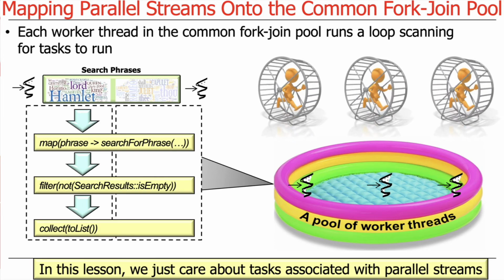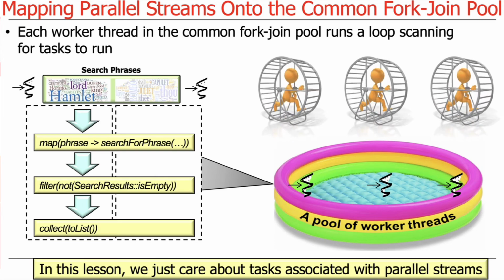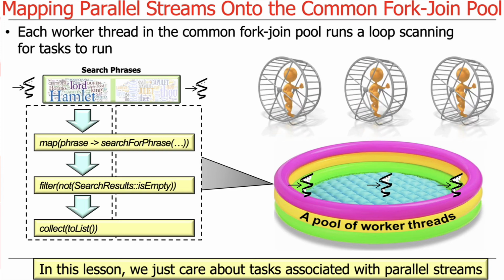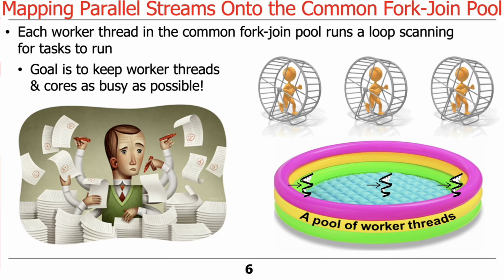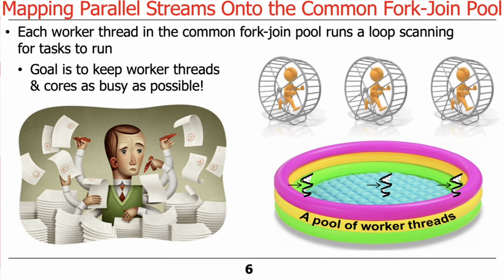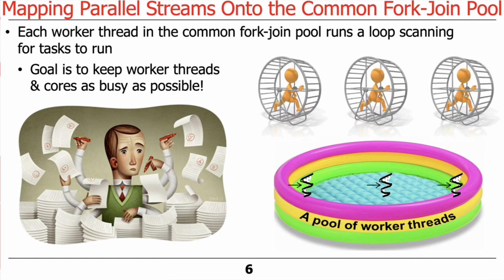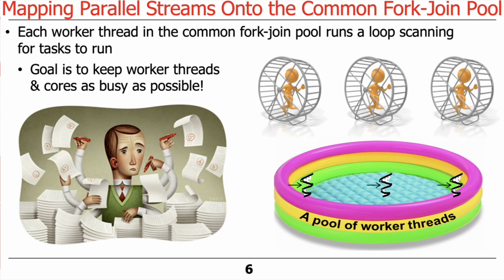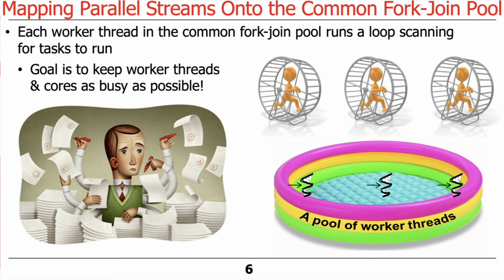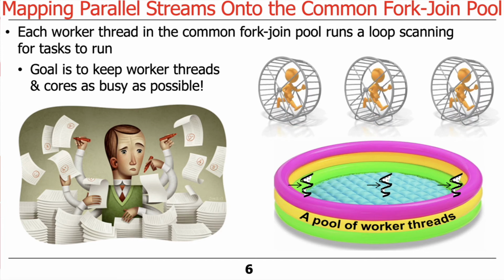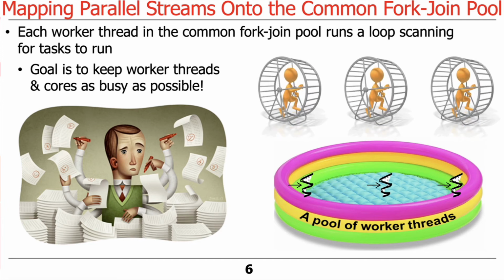We're just going to care about how it works with parallel streams in this discussion. There's other things we could talk about and will talk about in other contexts, but today we're just going to talk about parallel streams. The goal of the common fork-join pool is to keep the worker threads and the cores that they run on as busy as possible. We want them to be doing work all the time. I mean, why not? They're paid to do work. That's what cores do.